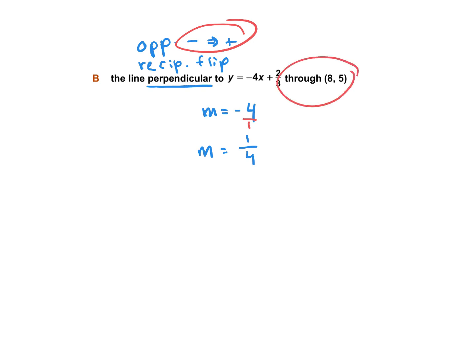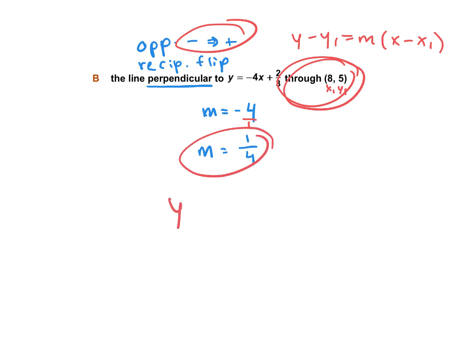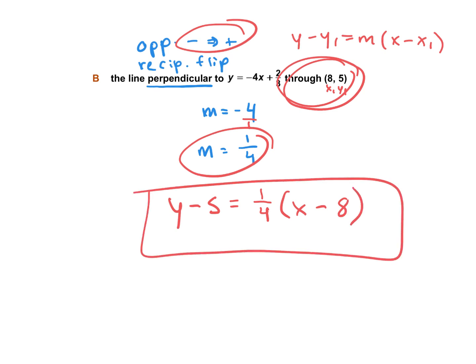And then this is our point, so this is our x1, y1. Again, we're going to plug it into point slope form, so that's y minus y1 is equal to m times x minus x1. Now we plug in our point and our new slope. So y minus y1, which is 5, is equal to 1/4 times x minus x1, which is 8. And that's our equation in point slope form.